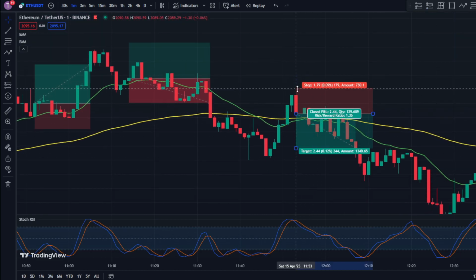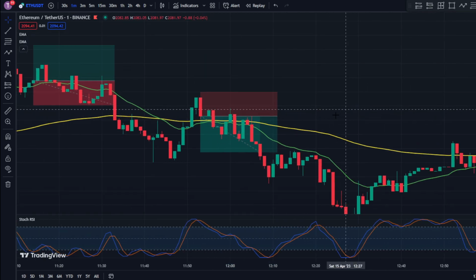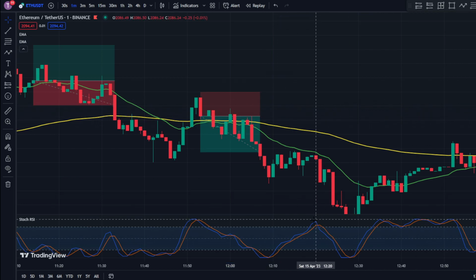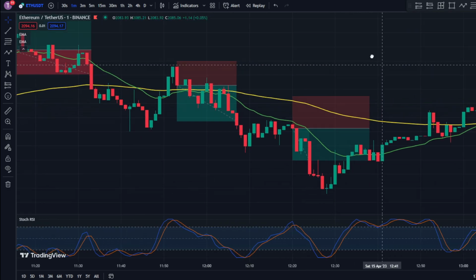Stop loss you put right above the recent swing high, and a 1.5:1. So we have another winning trade here. You can see we have another position. We have the green EMA below the yellow EMA. I'm going to take a position right there where the crossover happens. You can see the crossover here. The crossover happens above the 80 value area where the blue crosses below the orange.